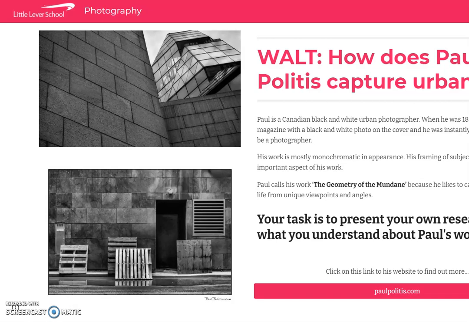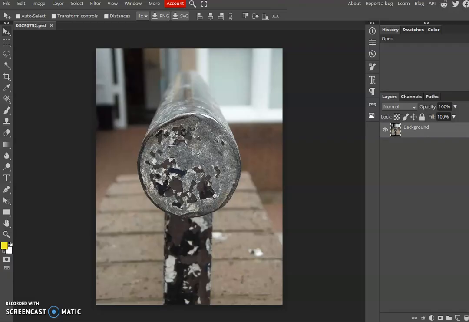He likes to capture everyday urban scenes which might seem quite ordinary and try to capture them from a new viewpoint, and use black and white as a way of really bringing out some of the aesthetic and artistic qualities in urban architecture. So we're going to have a go at producing an edit in his style.